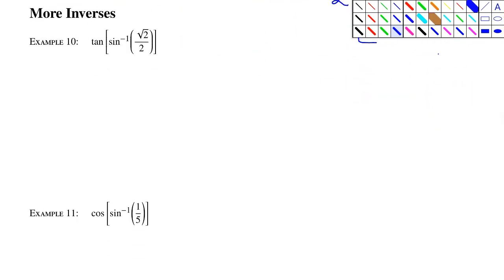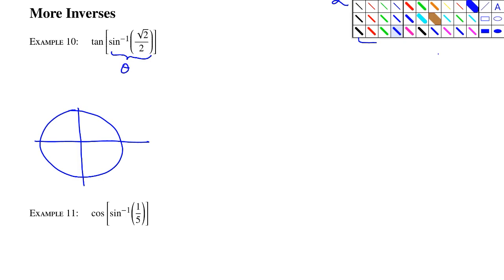Let's look at more inverses. In example 10, we want the tangent of the arc sine of root 2 over 2. So let's draw the unit circle. Let's make sure we understand that when we are doing the arc sine of root 2 over 2, we are producing an angle theta. Go ahead and draw that theta on the unit circle.